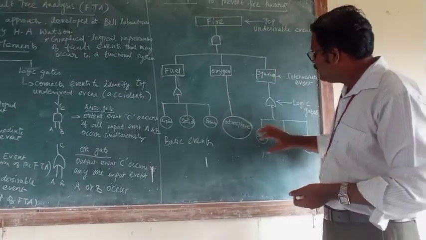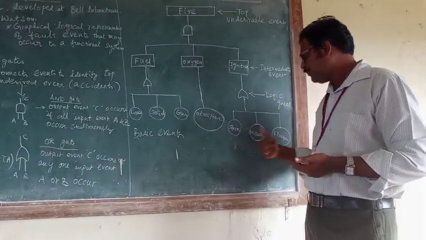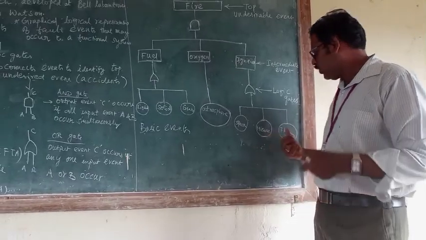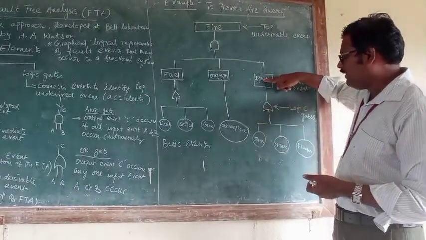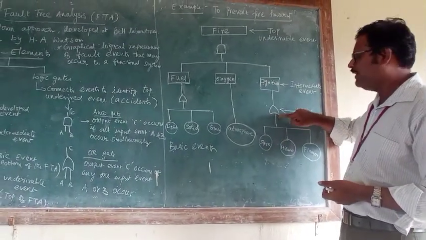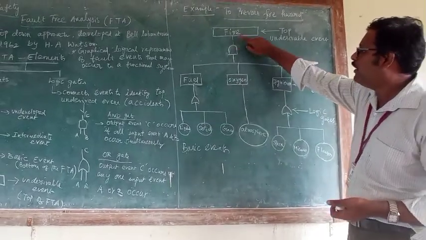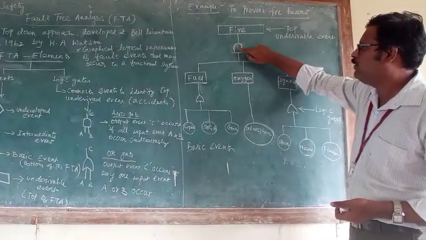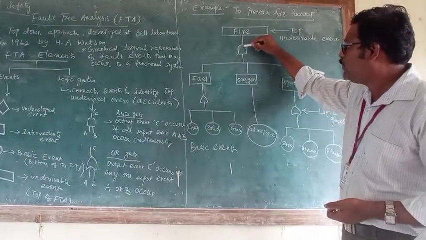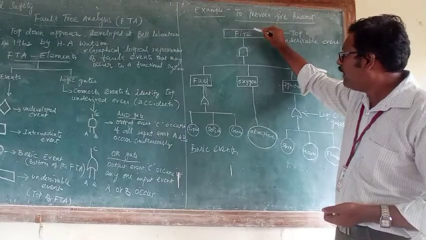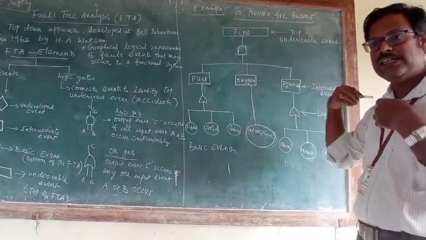Again for ignition, the ignition can be caused by any one of these modes: either a spark, or misuse, or a flame. If any one of them is present you are going to have ignition, that's why an OR gate has been connected between these events. For the next stage we are going to use an AND gate, whose output is fire. For this event fire, all these three events have to occur simultaneously.